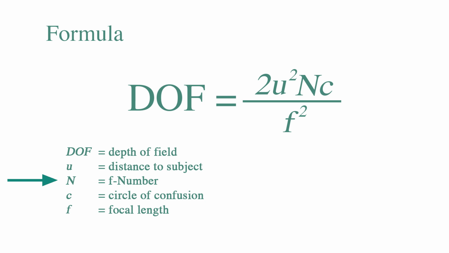Number one, it depends on the F number of the lens that you use. Number two, the distance of you as a photographer, how far you stand away from the man and the dog and the tennis ball. And then C, the circle of confusion. I don't want you to get confused at this point. And then lastly, your lens focal length. This will determine your depth of field in formula-wise.